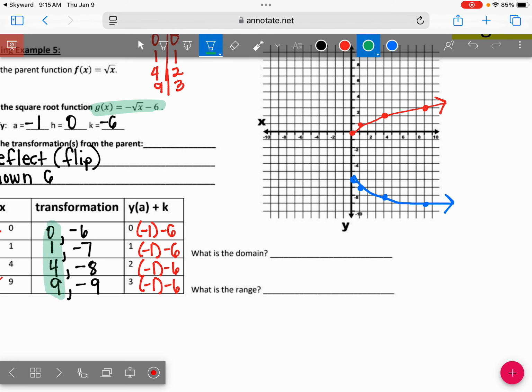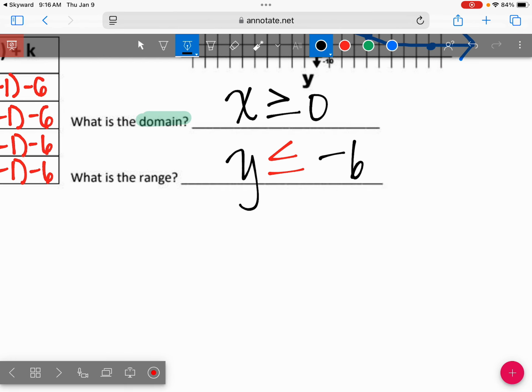So looking at these numbers, my domain, I started with 0 and the numbers got bigger. So x is greater than or equal to 0. But your range is a little different, and this is the first time we had a range do this. Our numbers for our range, they're not getting bigger, they're getting smaller. So your range is y, and then it would be a less than or equal to -6.